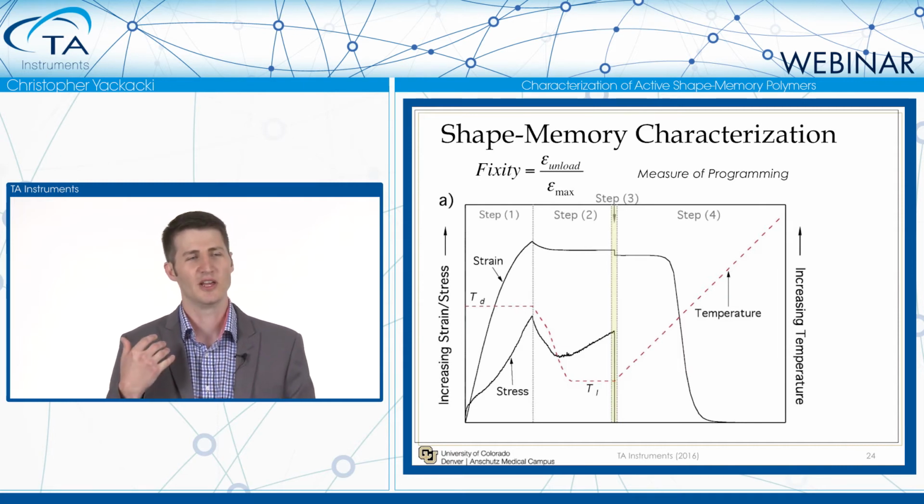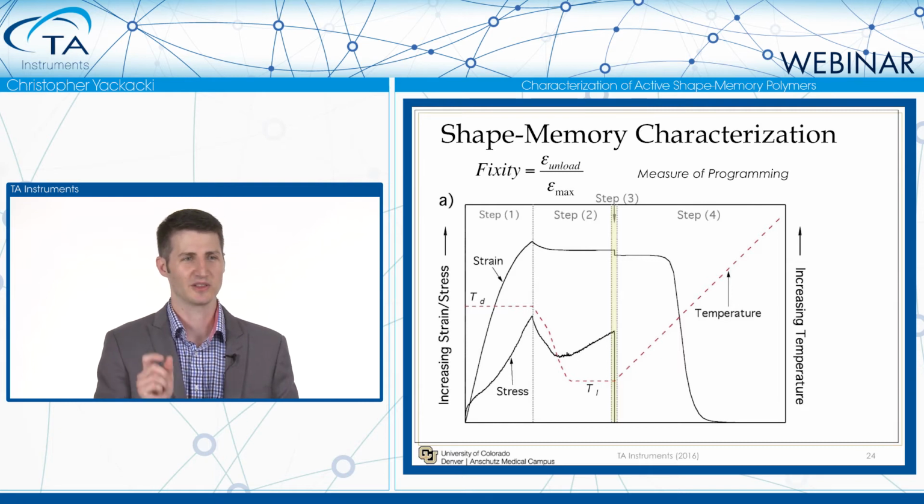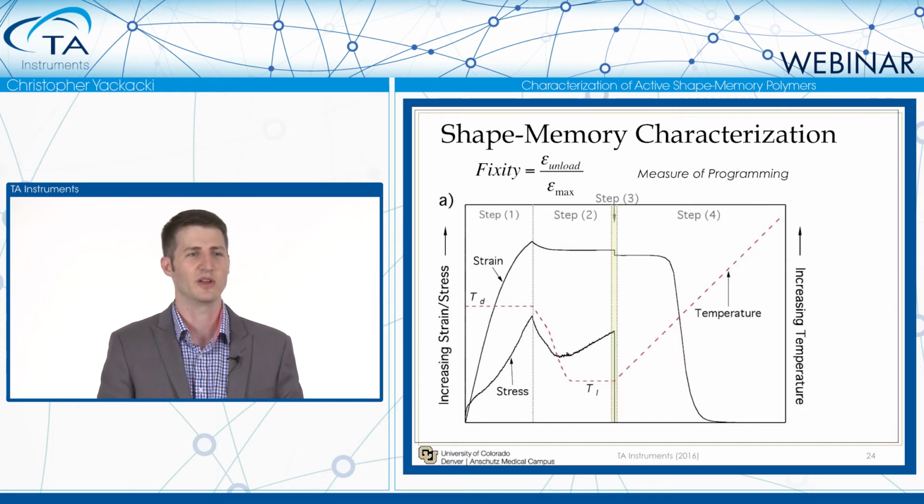Our third step is we're going to unload the polymer. And so this will look like the smallest step I've labeled there in the middle. And what you'll notice is that the stress on that material is dropping to 0. And that'll be the storage state, as we talked about earlier with the shape memory cycle.